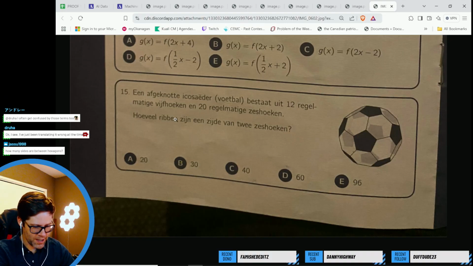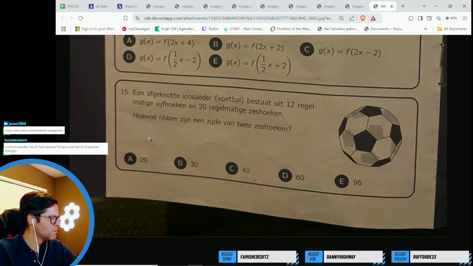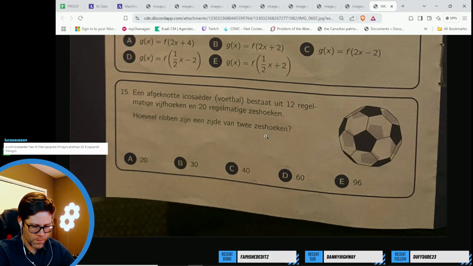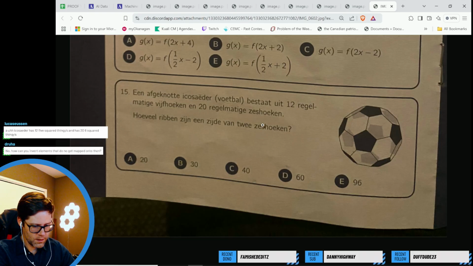I know, look at these crazy words. I don't even know how to say these. These crazy words. 12 five-squared thingies and 26 squared thingies, yes. And then I want to know the question. So it's like, how many something somethings? So this is our six-sided things, right?